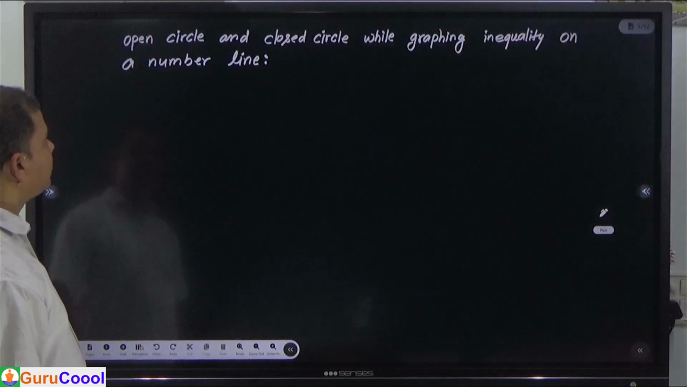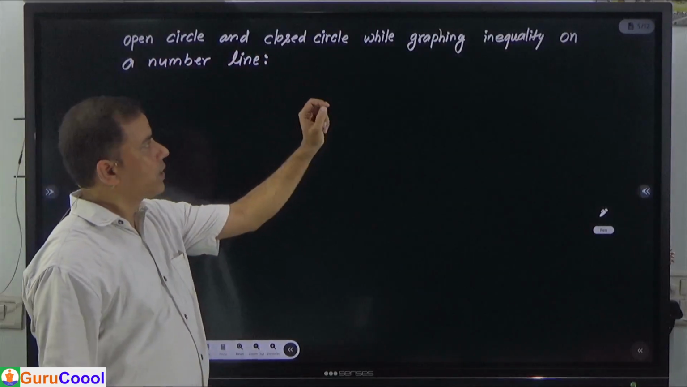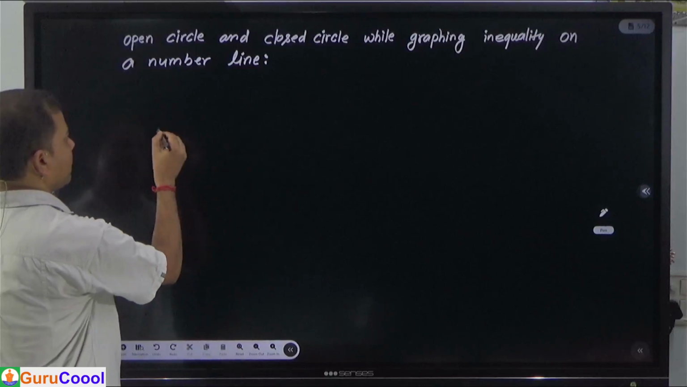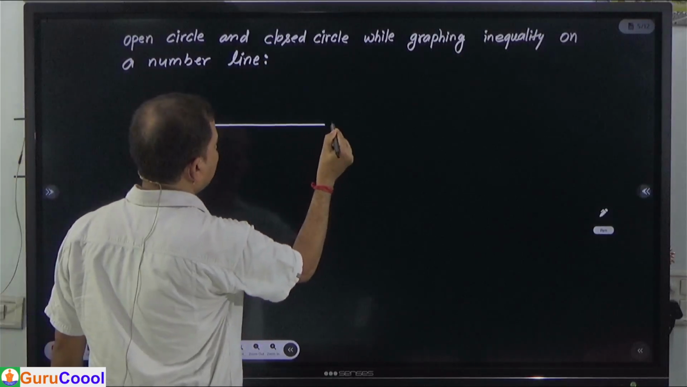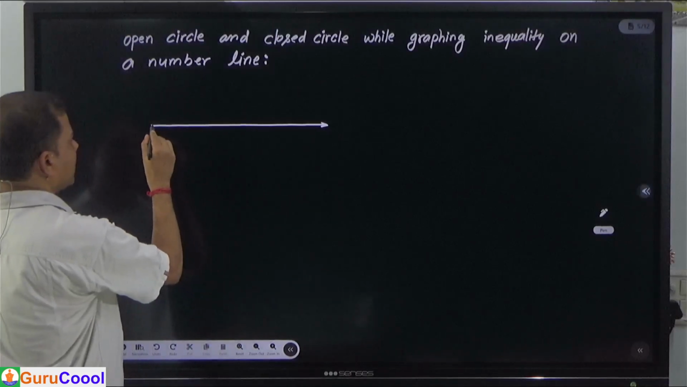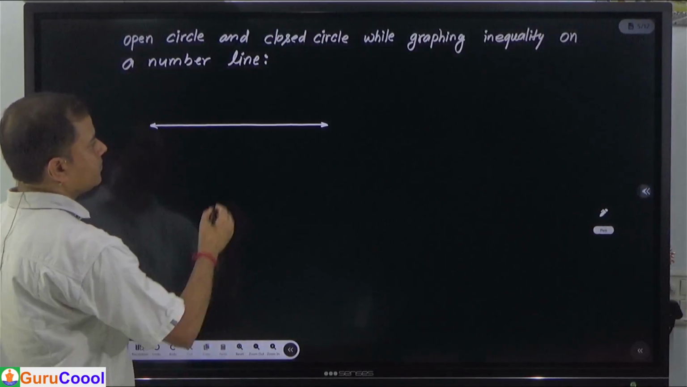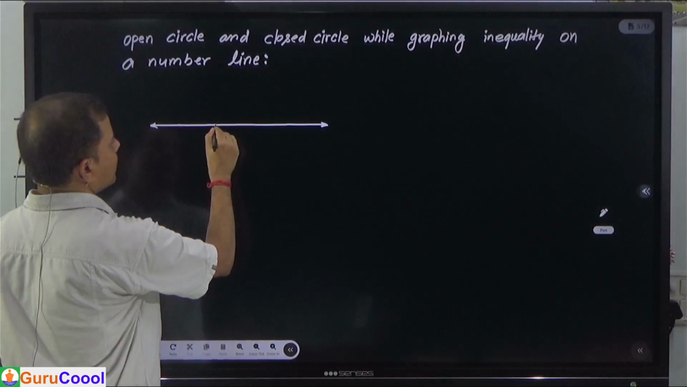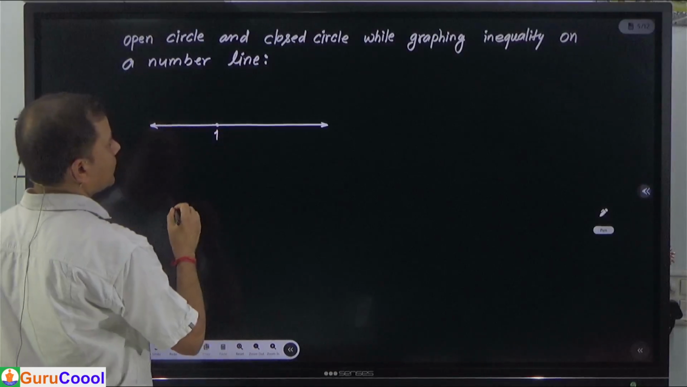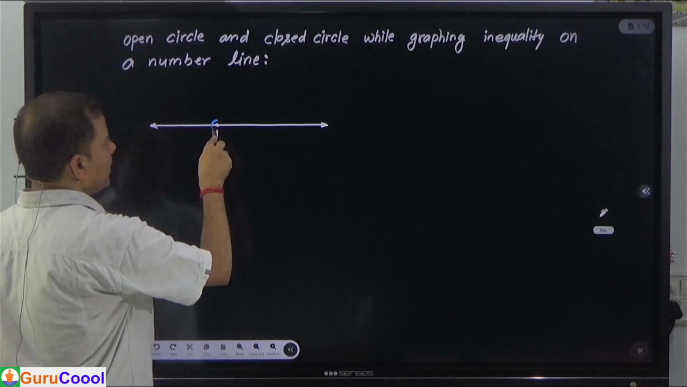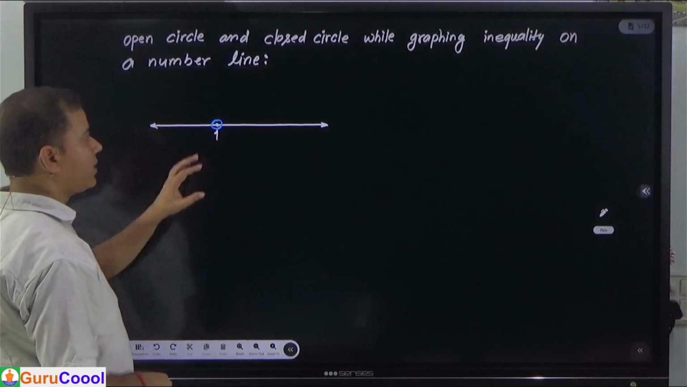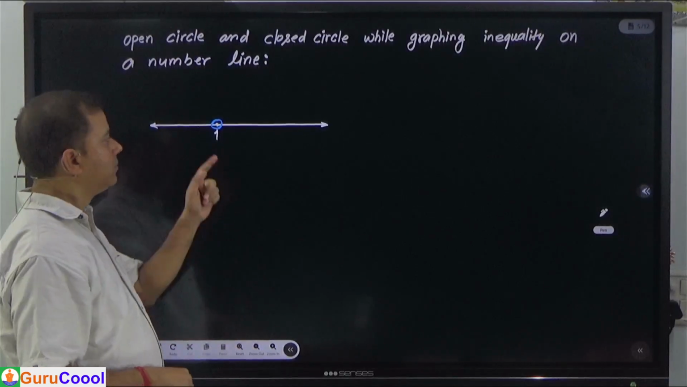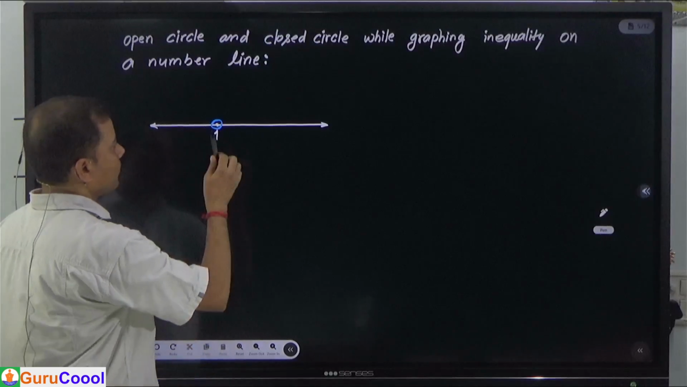Let's move on. Open circle and closed circle while graphing inequality on a number line. What is the meaning? While we are graphing an inequality on the number line, let's say this is number 1 here. At number 1, we make a circle which is not colored inside. This is called an open circle.